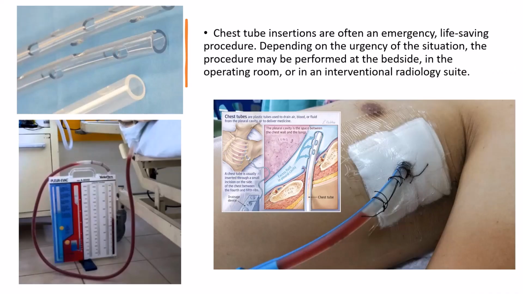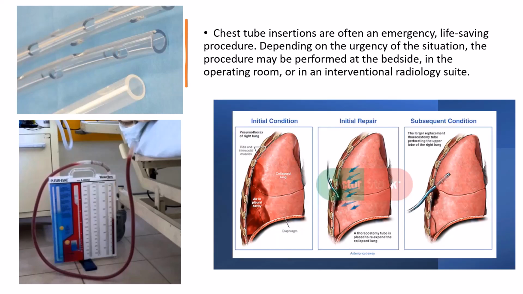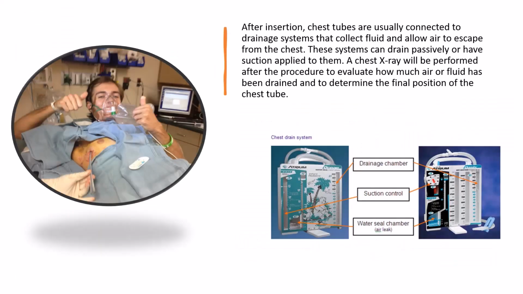Chest tube insertions are often an emergency, life-saving procedure, especially if you have a tension pneumothorax. Depending on the urgency of the situation, the procedure may be performed at the bedside, in the operating room, or in an interventional radiology suite. After insertion, chest tubes are usually connected to drainage systems.